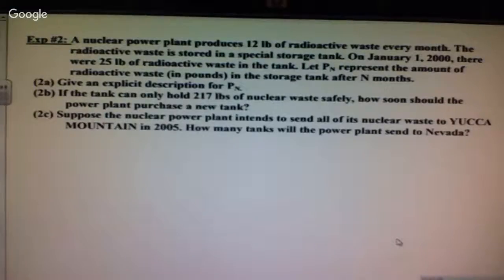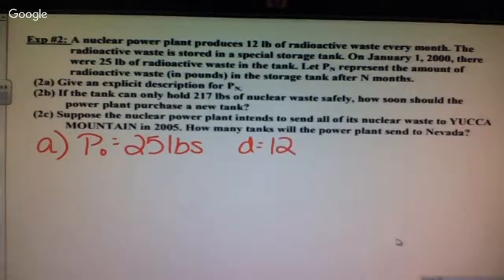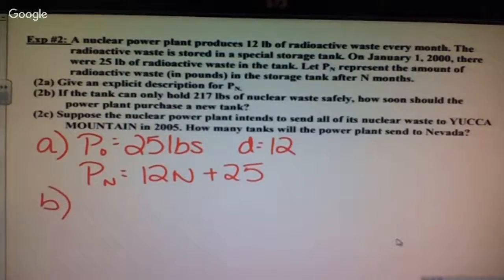We need to find an explicit formula first. So I need a P sub 0. How much waste do we start with? 25. And then my d value here is 12. We're adding 12 pounds every month. So that means my explicit formula is P sub n equals 12 times n plus 25. There's part A.